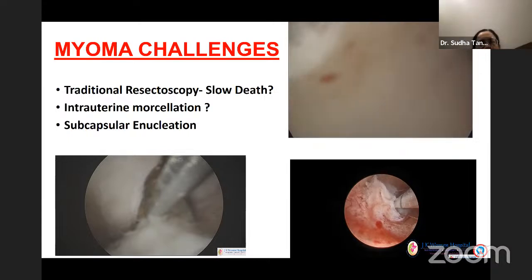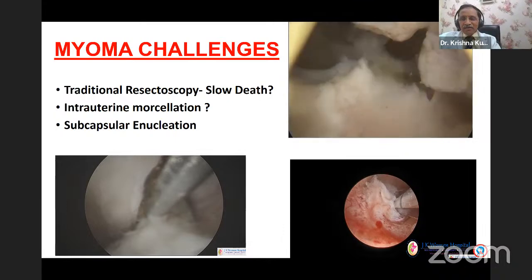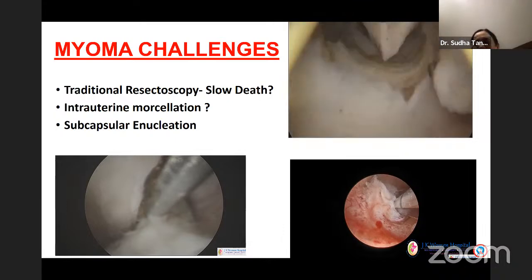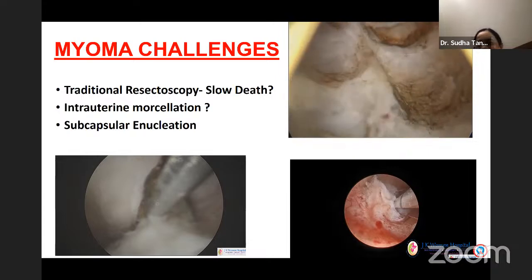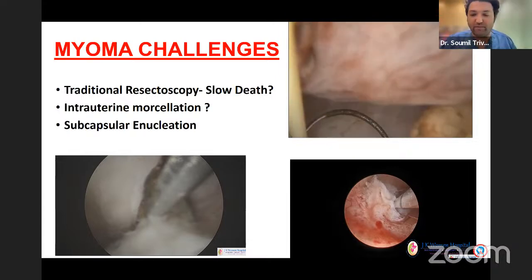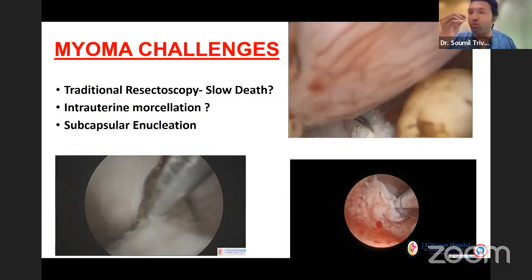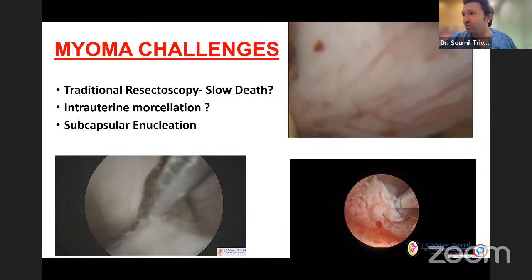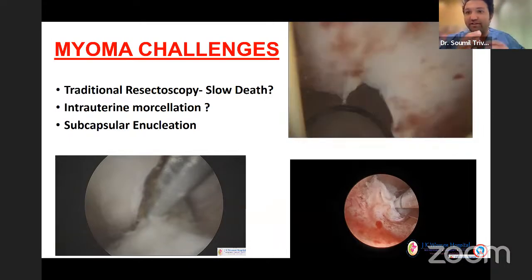Dr. Krishna Kumar, can I add here? Now, please. Resectoscope slow death, probably it will have a revival after some time. They have problems with this. Sir, one more thing which I love, one statement from my father. I'll acknowledge my father in this.